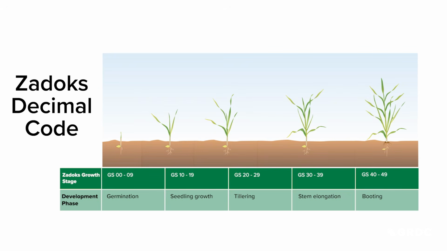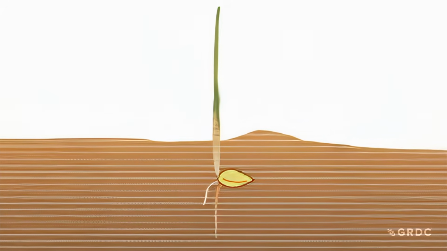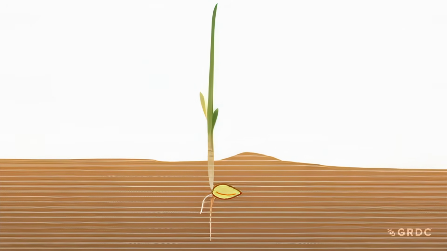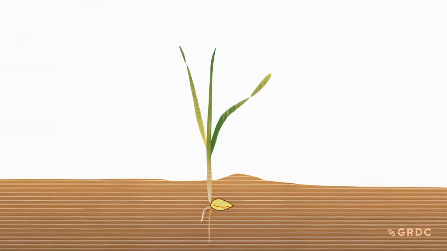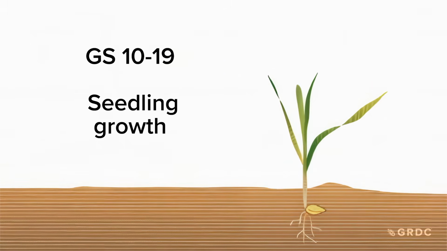Zadoks Growth Scale is the most commonly used growth stage key for cereals. The plant is accurately described at every stage in its life cycle by a precise numbered growth stage. For example, GS10 to GS19 represents seedling growth.